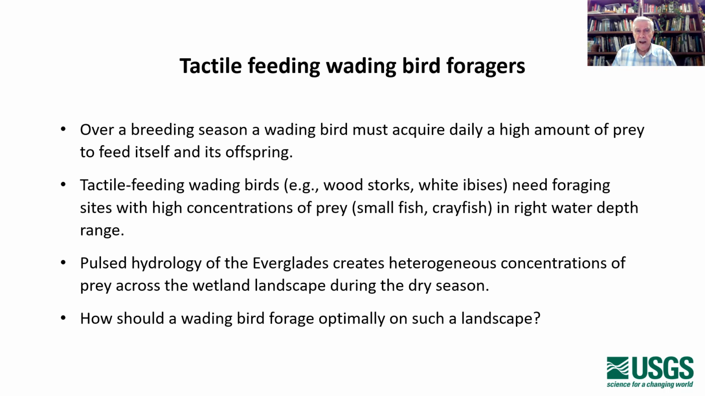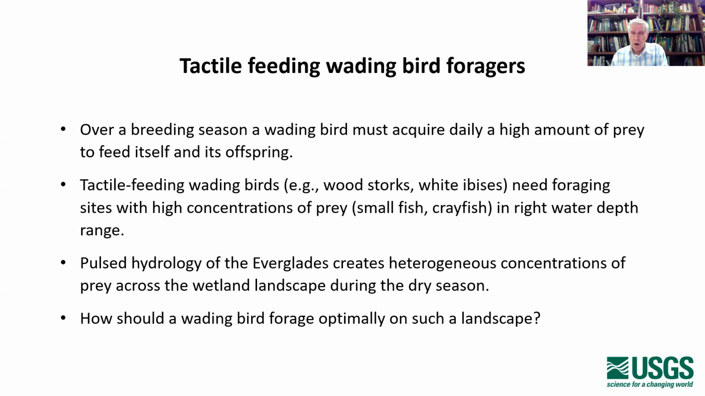I'm going to talk mostly about tactile feeding wading birds as foragers. They're critically dependent on the way water is regulated. Over a breeding season, a wading bird must acquire a high daily amount of prey to feed itself and its offspring. And these tactile feeding wading birds, and these include wood storks and white ibises, need foraging sites with high concentrations of prey, consisting mostly of small fishes and crayfish, and they also need the right water depth range, not too deep. It's got to be somewhere between 0 and about 30 centimeters.